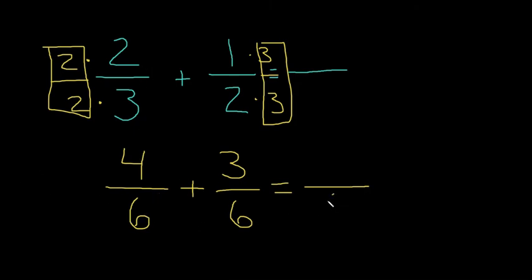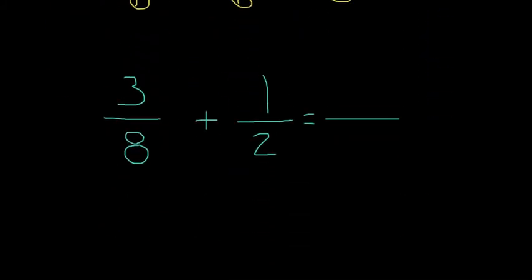The 6's stay the same. 4 plus 3 is 7. So 7/6. Now this is an improper fraction, and we can leave it like that, or we can convert it to a mixed number. How many 6's go into 7? Well, 1, with 1 left over, and then we bring the 6 over. This isn't completely necessary, but if your answers are all mixed numbers on a test, you're going to want to go ahead and convert it to a mixed number.